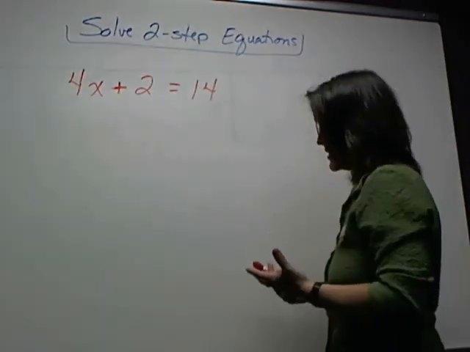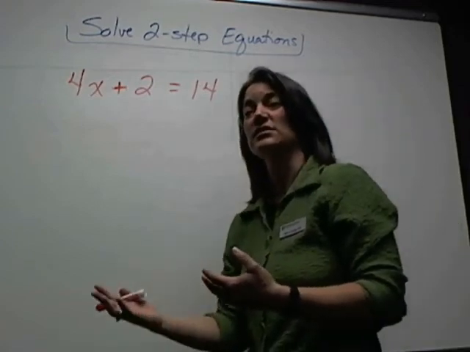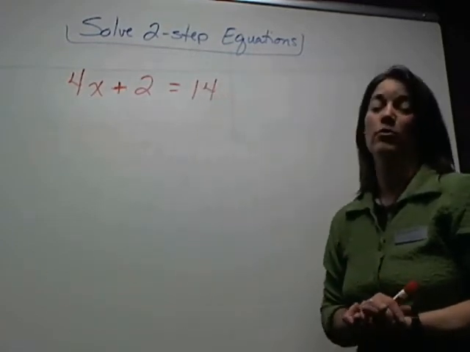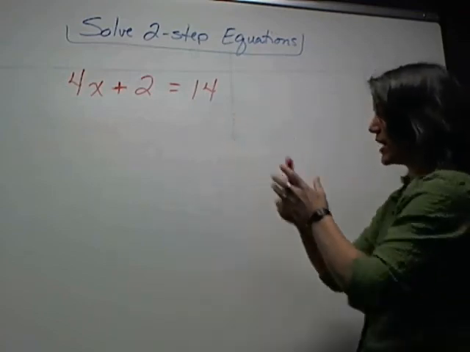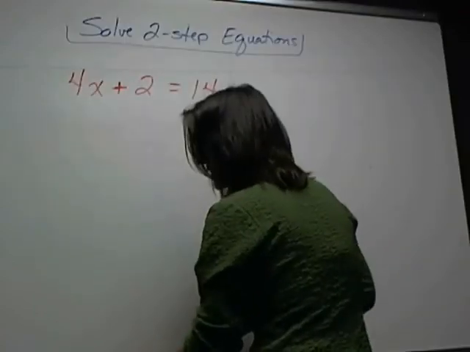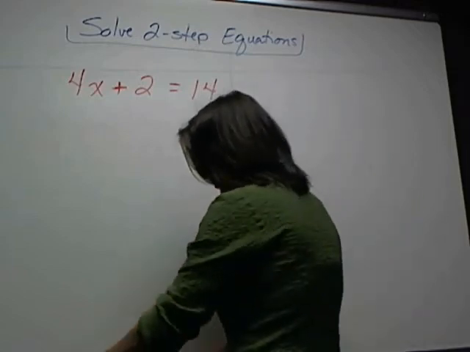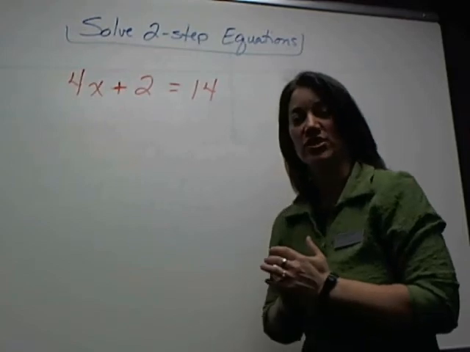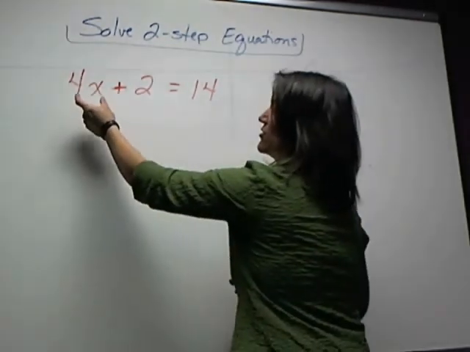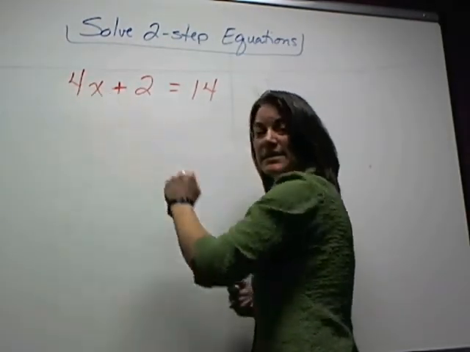Multiplication and division work the exact same way. 2 times 3 is 6. 6 divided by 3 brings us back to 2. They undo each other. So when I have a problem like this, I need to undo my steps. So the first thing I look at is any addition or subtraction, because I'm going to try to get the term that has the variable by itself.